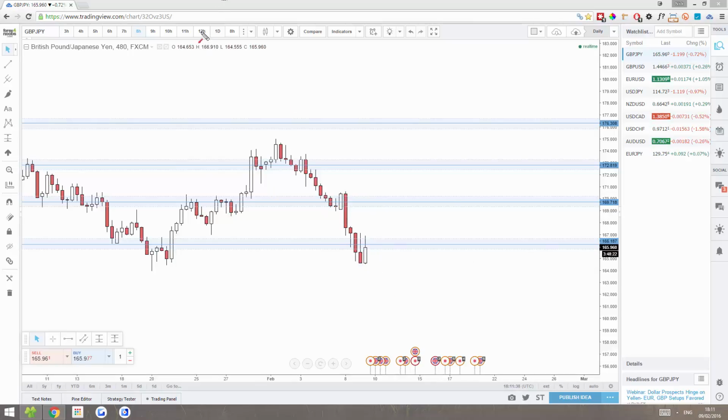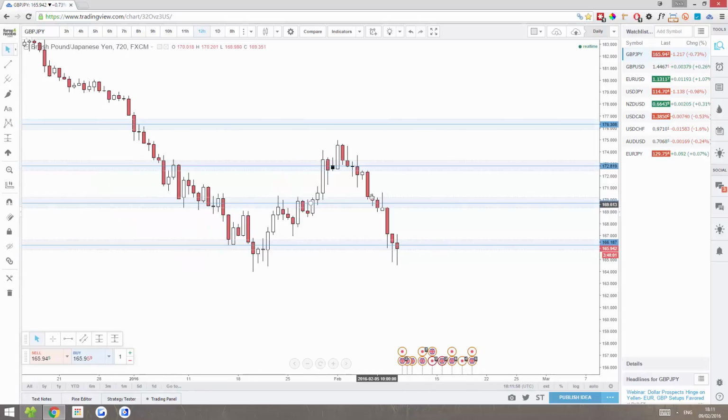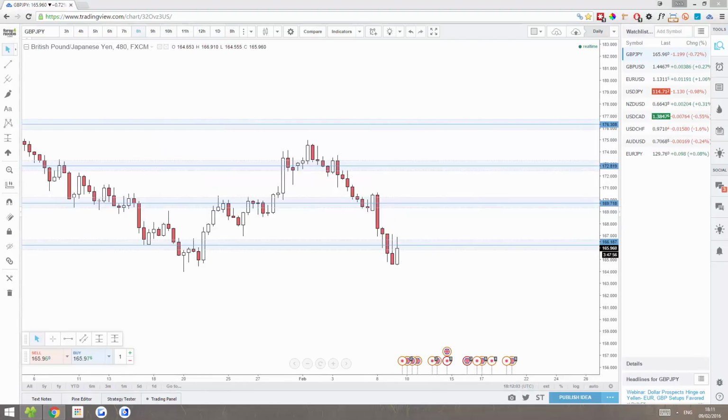It looks good on the 12-hour, but just because it looks good on the 12-hour doesn't mean it's a good setup. That's why I have different time frames, because when you look at price action on one single time frame, you're limiting your analysis. You're not seeing everything that you should be seeing. That's why switching around time frames is helpful, because when you look at this on the 12-hour, it looks like a pretty good reversal setup. But then when you drop down to the 8-hour, it tells kind of a different story.